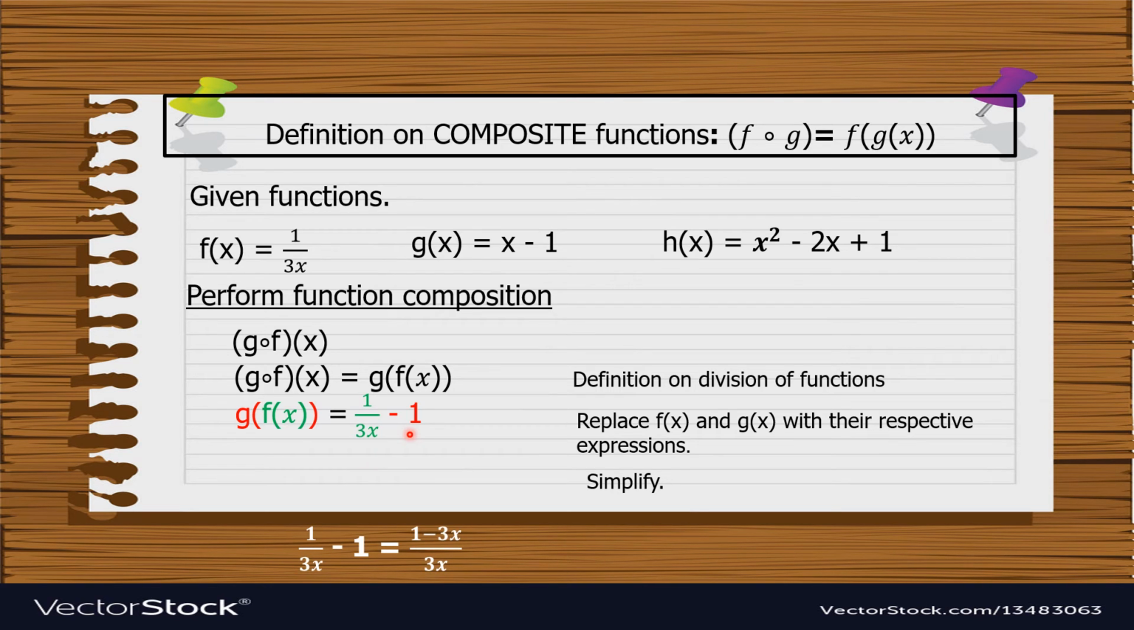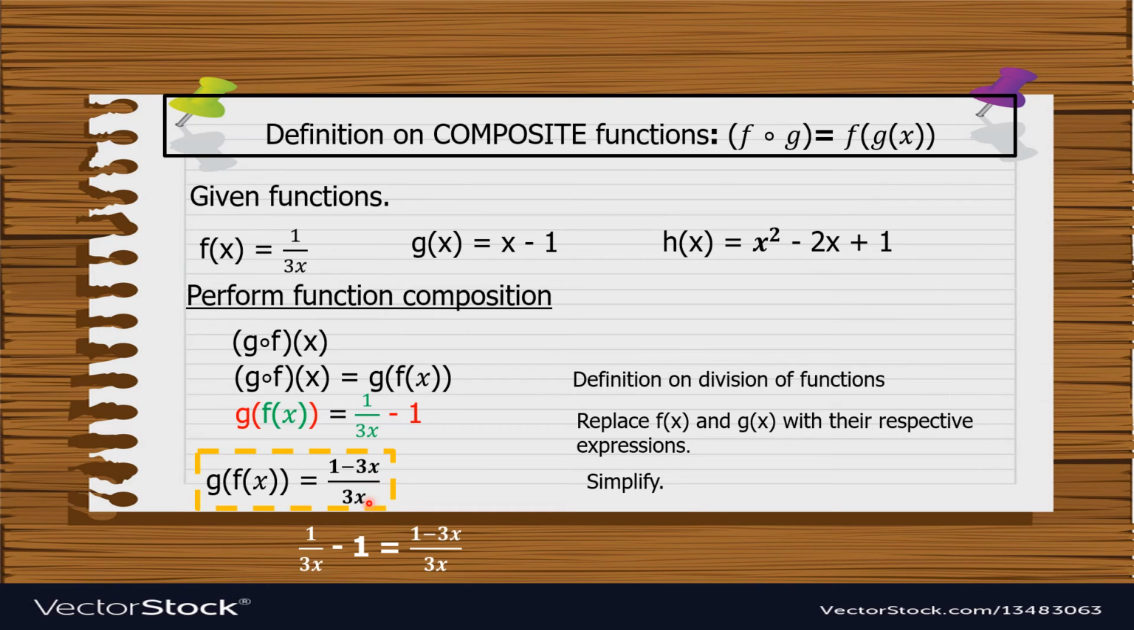So to subtract fraction numbers, all whole numbers have 1 as their denominator. So 3x, to subtract it, here are the procedures. 3x divided by 3x is positive 1, multiplied by positive 1 is positive 1. 3x divided by 1 is 3x, multiplied by negative 1 is negative 3x. So for the final answer, g of f of x is equivalent to 1 minus 3x over 3x.